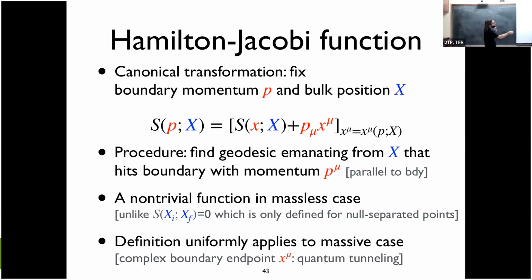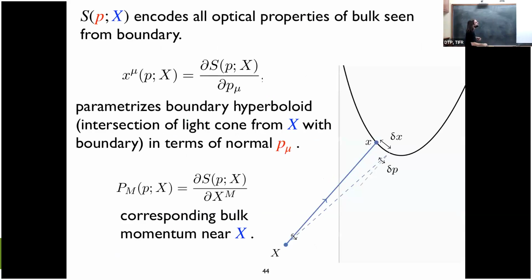However, the Legendre transform is a natural way to define it. In Hamilton-Jacobi formalism, you can fix either momentum or position at the endpoints. And the version where you fix the momentum at the boundary and the position in the bulk is very nice and useful. So that's the right way to think about massless geodesics. I'll draw it on the next slide. You draw a bulk point, and you find the null geodesic that emanates from X and ends at the boundary with a certain momentum. We fix the bulk point X and the boundary momentum.